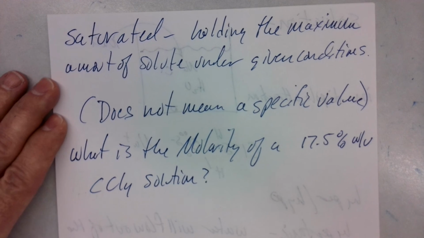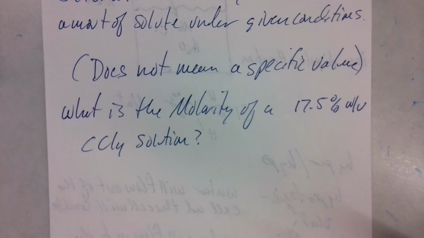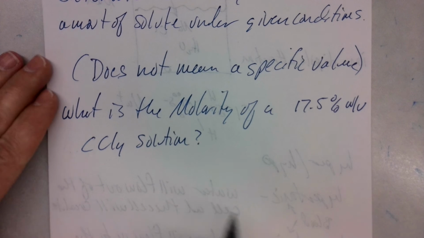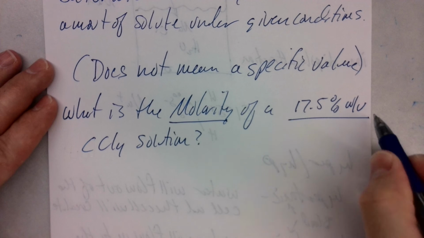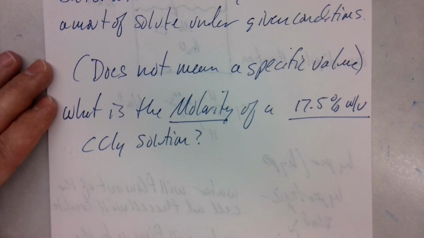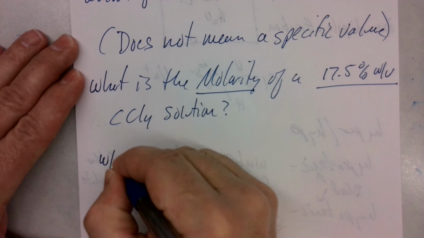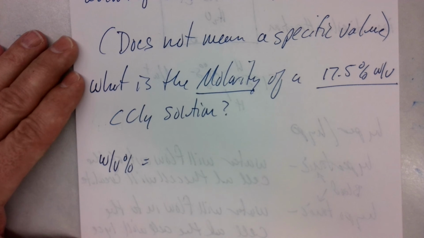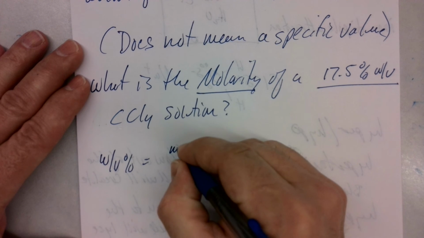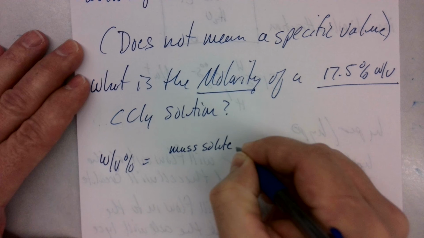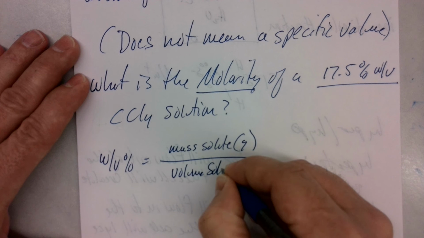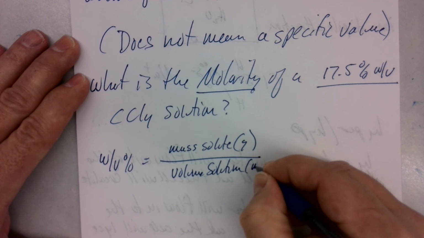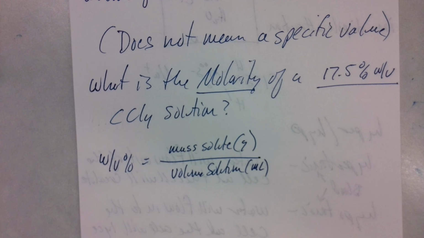Like I said, probably the hardest type of problem you're going to run into. The problem is that they want me to find molarity, but they gave me weight to volume percent. Remember the equation for weight to volume percent? Mass of the solute in grams over volume of solution in milliliters, times 100.